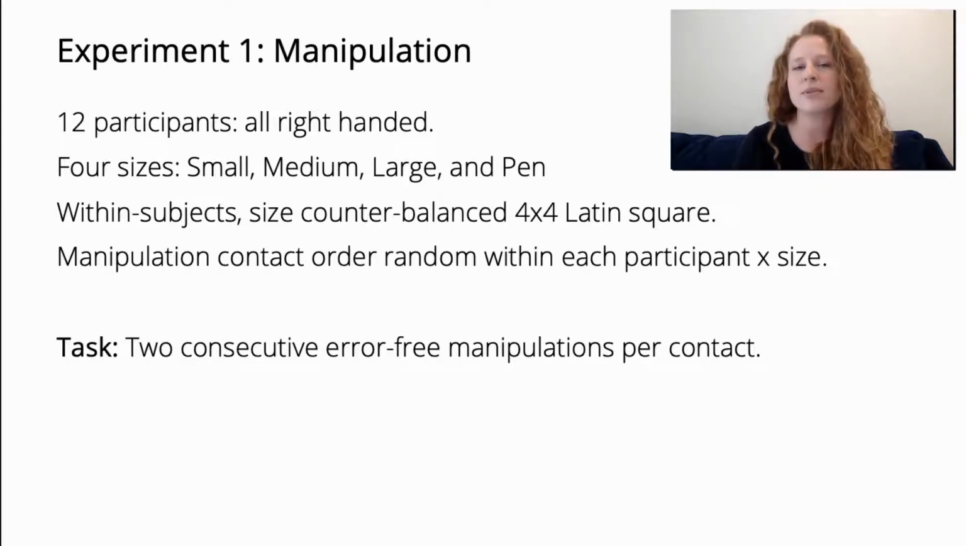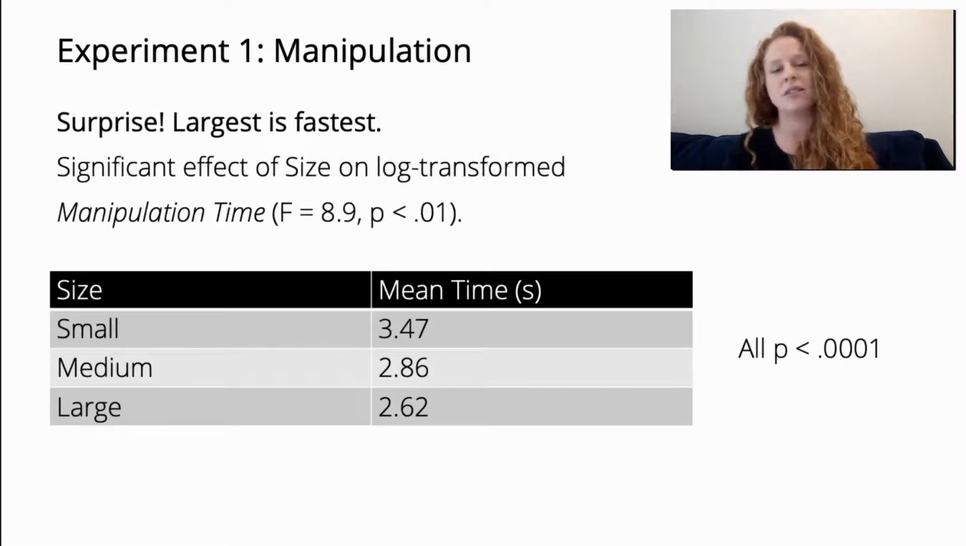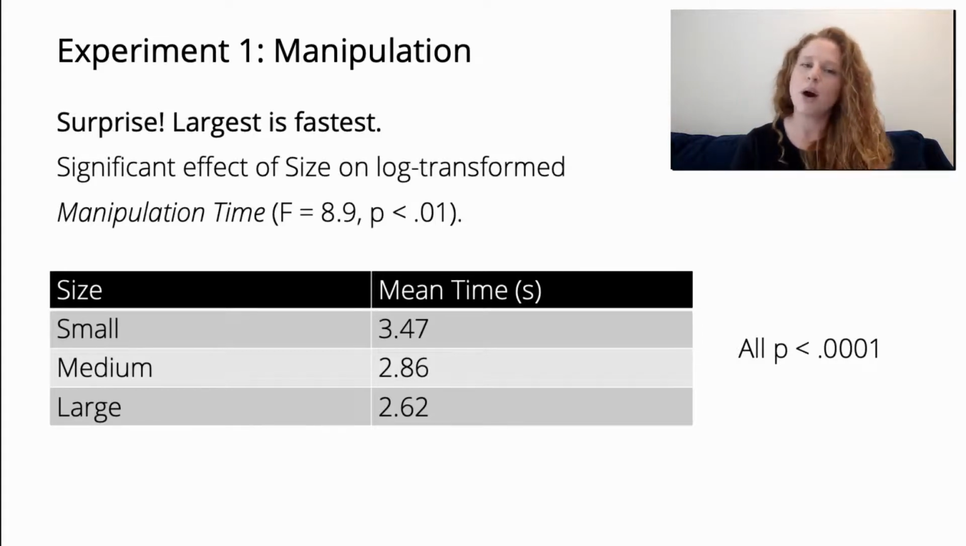So our hypothesis was that the smaller devices would be faster to manipulate, and this made sense because contacts on the smaller devices are closer together. So we were quite surprised when we found that the largest device size is fastest. We found a significant main effect of size on log transform manipulation time, and post hoc tests found all pairs of sizes to be significantly different from each other, with small being the slowest, then medium, then large being the fastest.